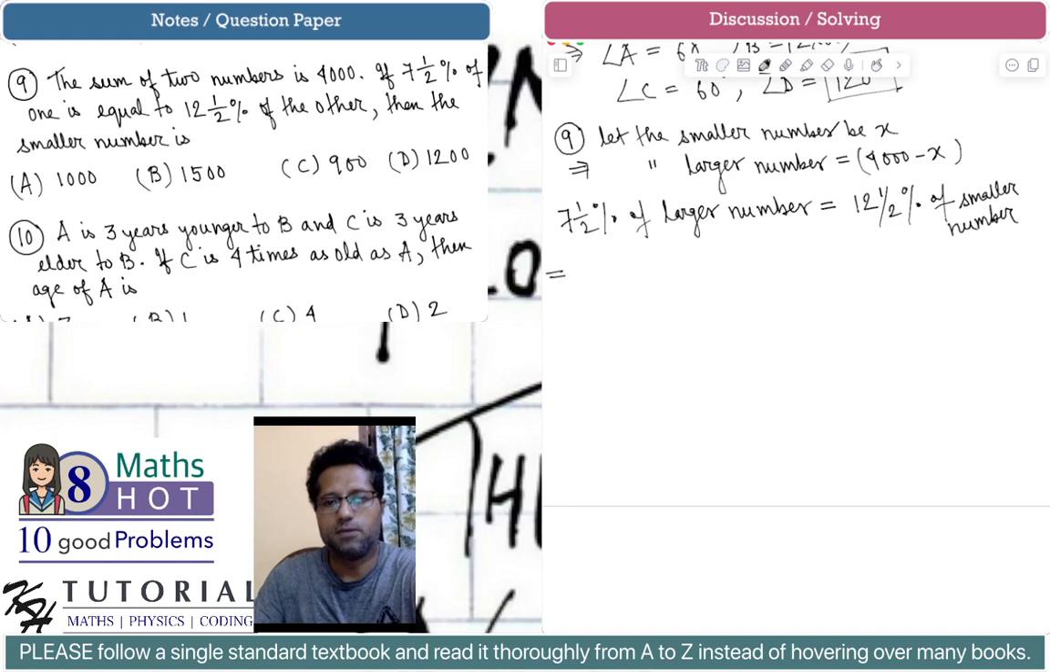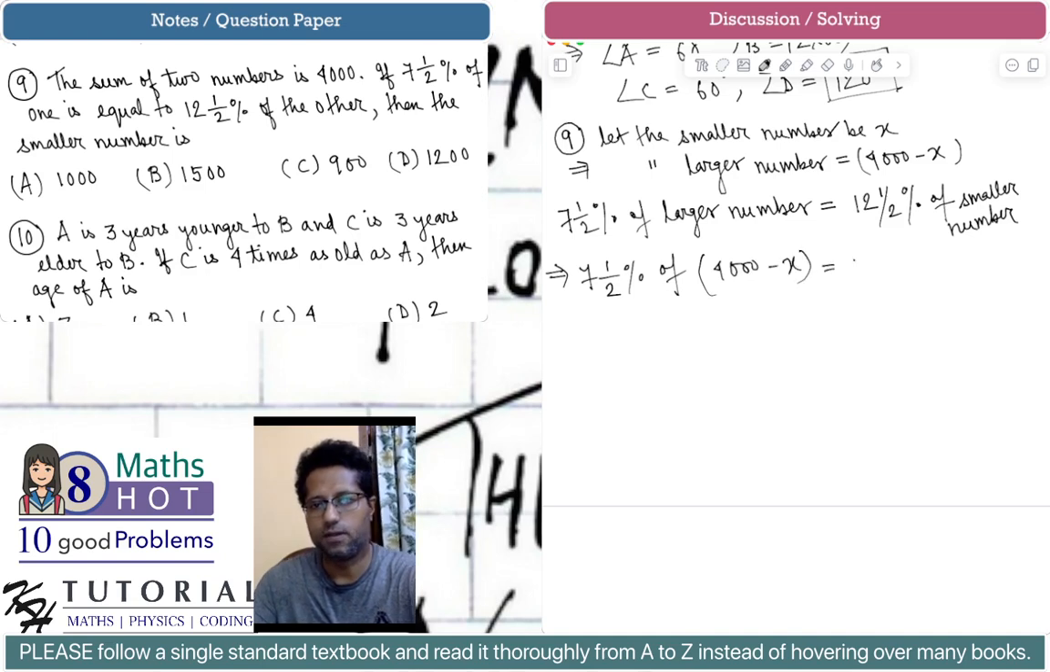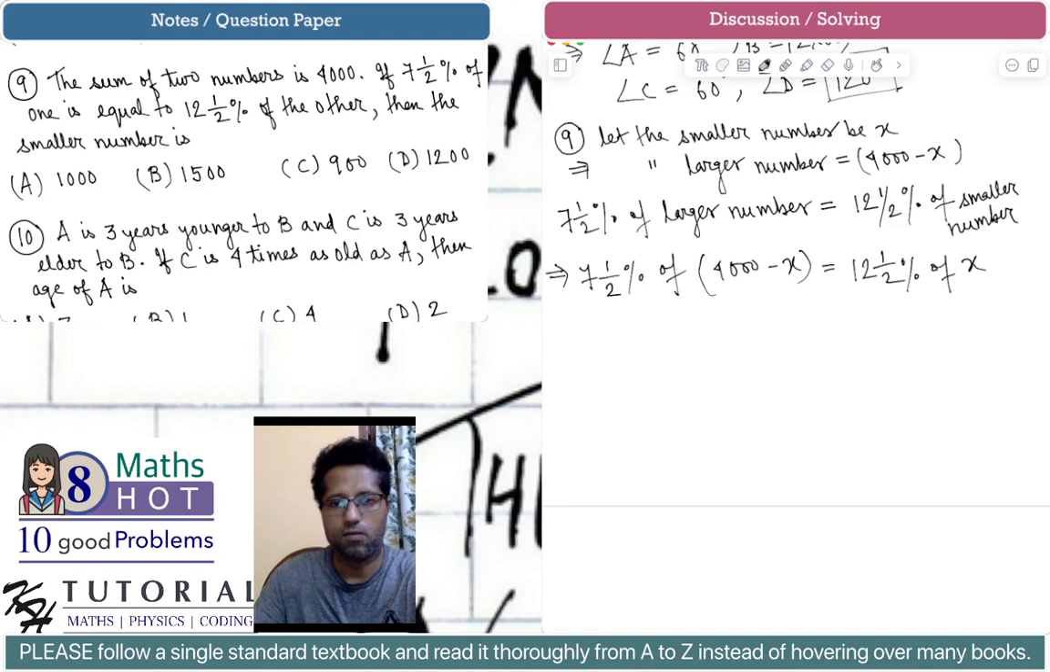So this implies that 7.5% of the larger number, which is 4000 minus x, is equal to 12.5% of the smaller number, which is x. Now, what is a percentage of? What is percentage? 7.5 percentage.